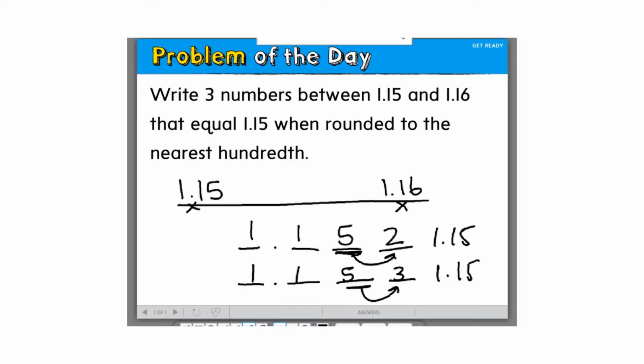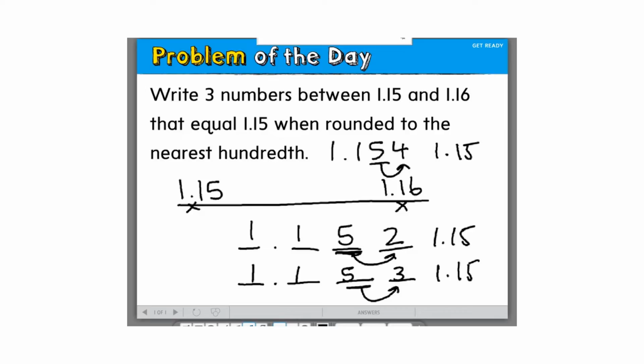What else? 1 and 154/1000ths. If I underline this and I look to the right, I would get 1 and 15/100ths. What if the thousandths place was a 0? That would work. Yeah, if the thousandths place was a 0, that would work.